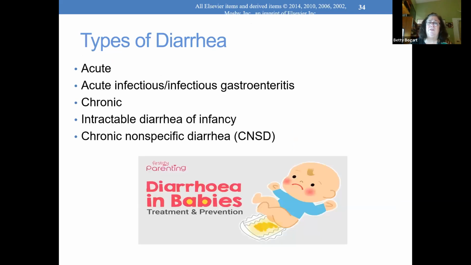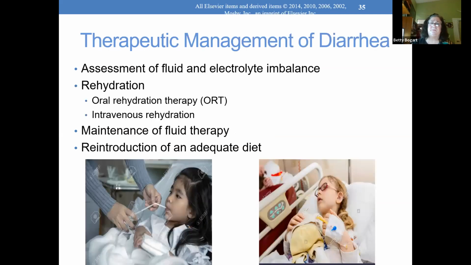So there are all different types of diarrhea. It could be they're having it due to infections. It could be something to do with infancy, and some children just get it more than others, and for some of the reasons we don't even really know why. Now, how do we treat diarrhea? Well, we don't stop feeding a child with diarrhea. We do not stop feeding.